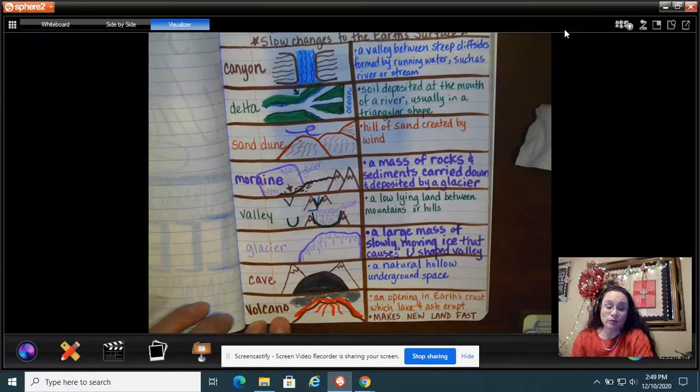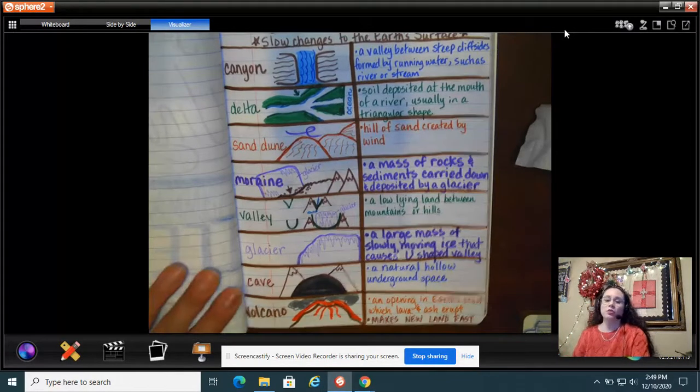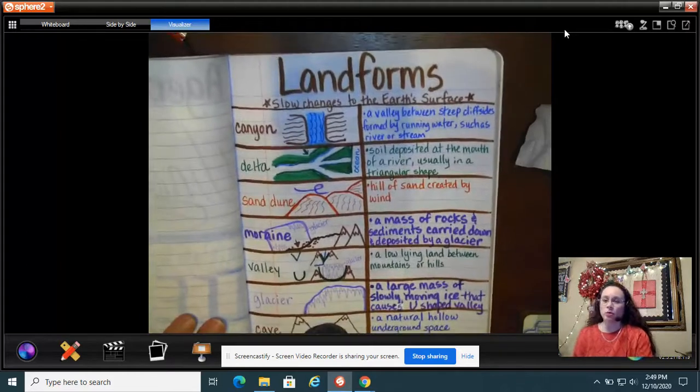And then we have a bonus landform, the volcano. The volcano does change the Earth's surface. It is the opening of the Earth's crust, which lava and ash erupt, but it also makes new land fast. It's not a slow change to the Earth's surface. When that volcano erupts, it's going to change the Earth's surface quickly. So these are the vocabulary words for week 3.3.